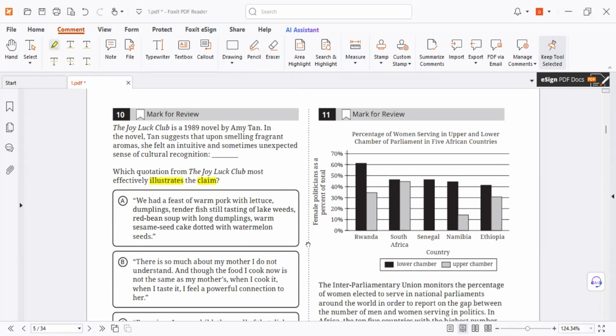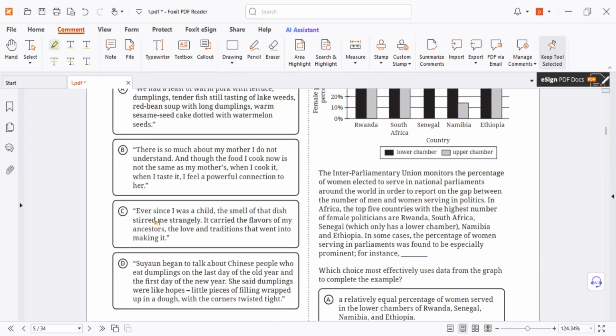Still letter C. Letter C, it's correct. That's right.